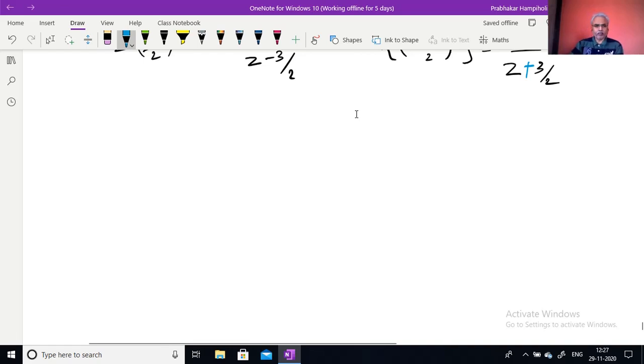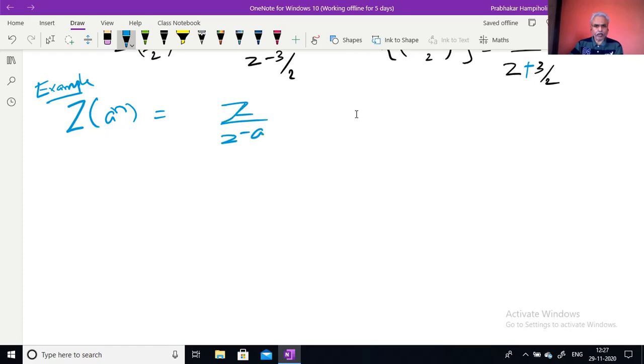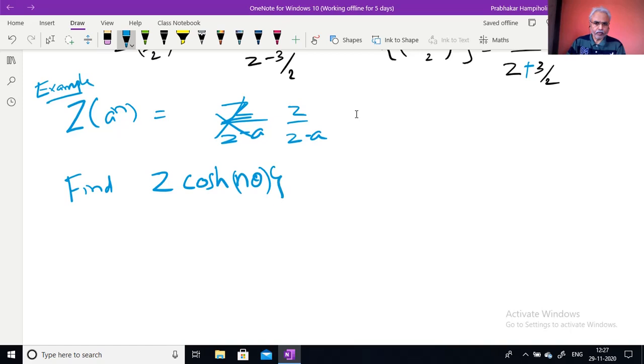So now, using this, today's example starts. Using this Z of A raised to n equal to Z by Z minus A, let me prove some important examples. Find the Z transform of cos hyperbolic n theta and sine hyperbolic n theta. We have proved these for simply cos n theta, sine n theta, and amazingly these also look the same, but we'll be using this as well as the basic definition of cos hyperbolic n theta. I'll do this, and similarly I'll give the other as homework to you.